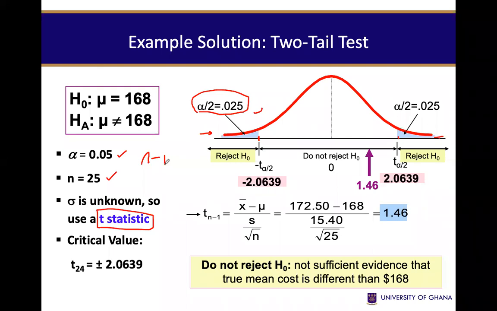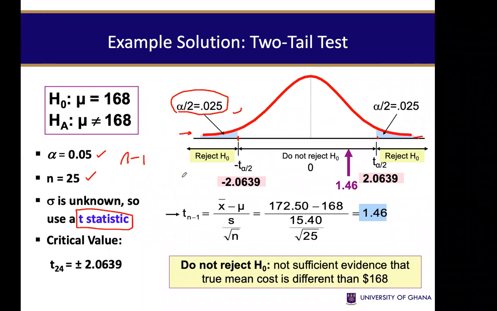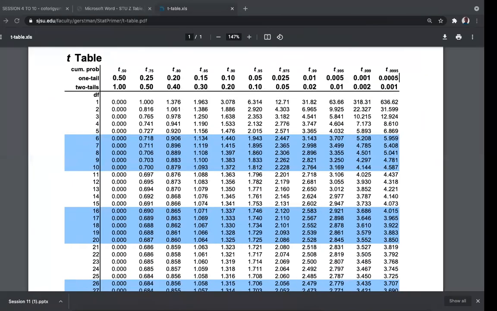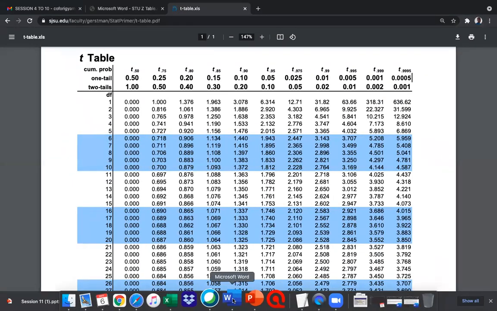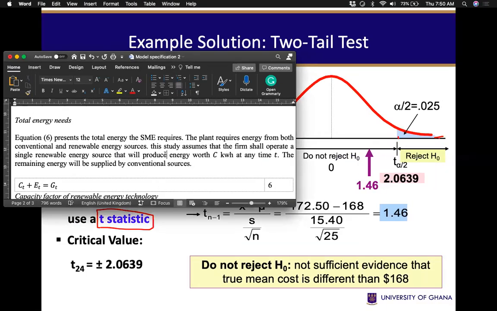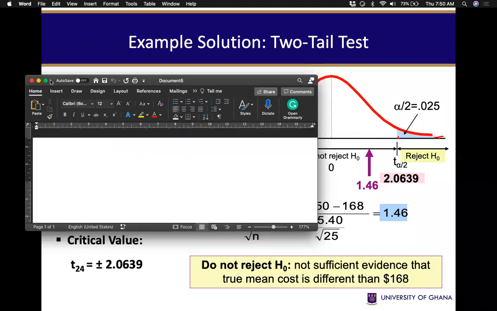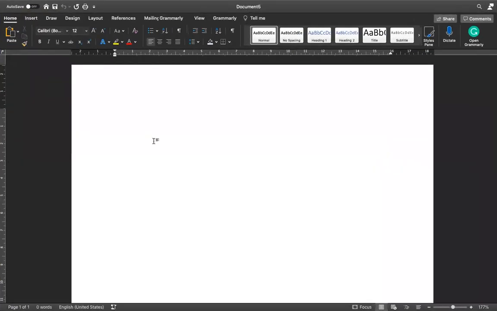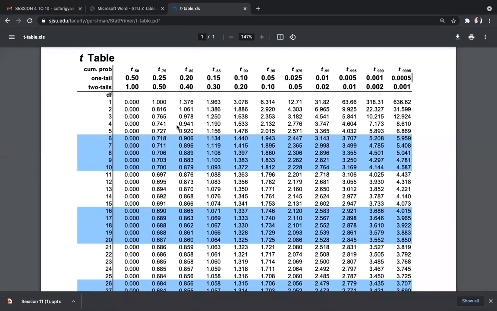Okay, and you see that as we move on. So what we are going to do is to find a T distribution that has an alpha value and a degree of freedom attached to it. Okay, so let's take a look at this T table. Now, you see that we are interested in two things.